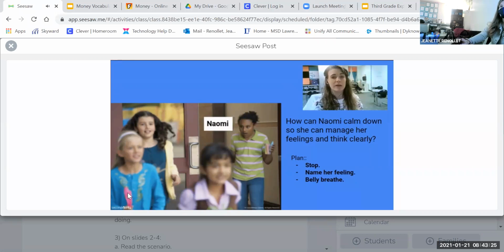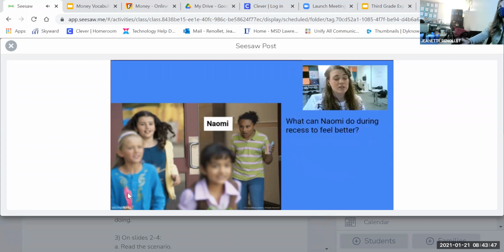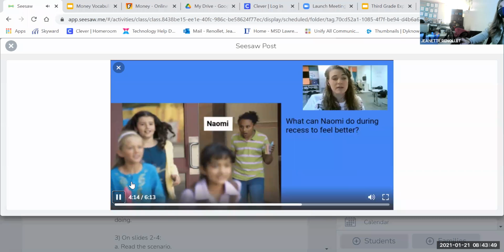Practice belly breathing with me. Let your stomach come out and feel it get smaller as you breathe out. One more time. Fill that belly and exhale. Naomi feels calmer, so she decides to go to recess and walk around and think about what to do. What could Naomi do during recess to feel better? Share your ideas with your class.